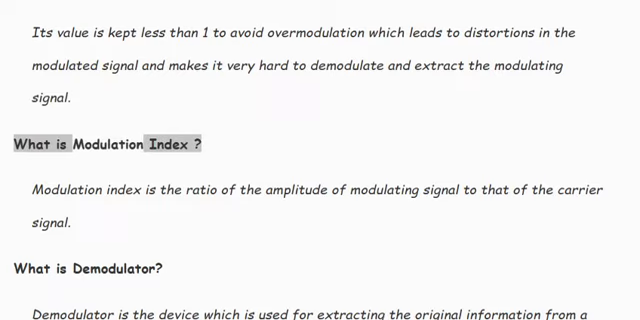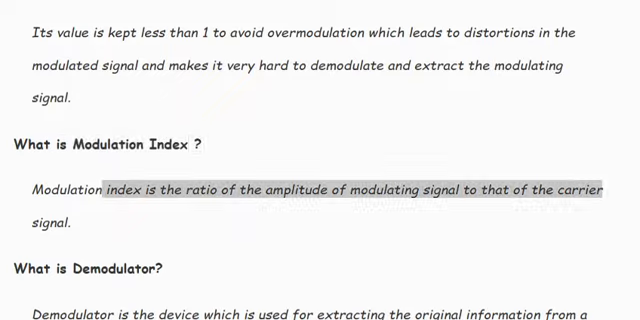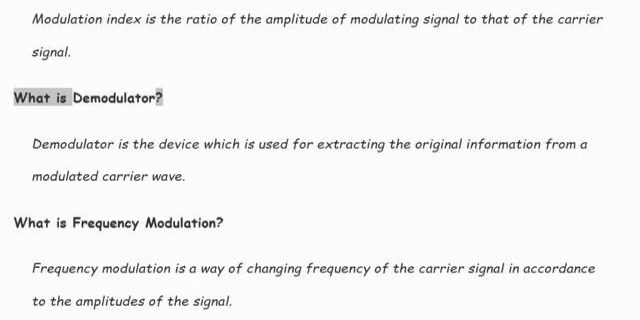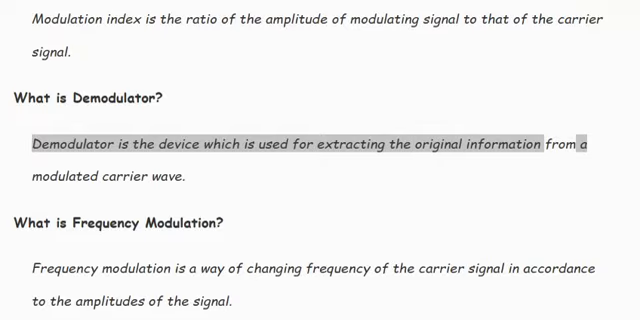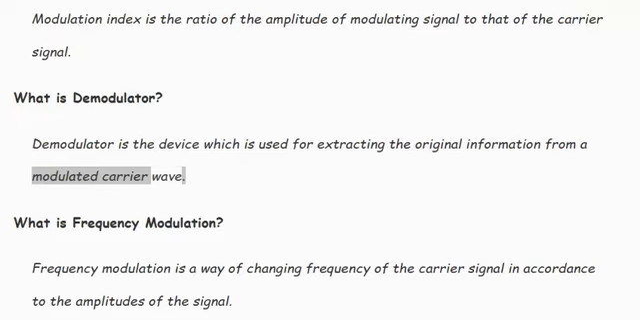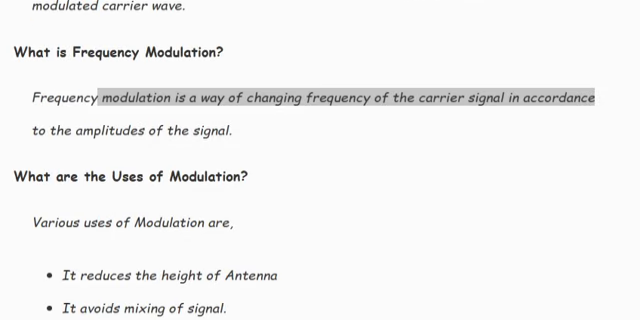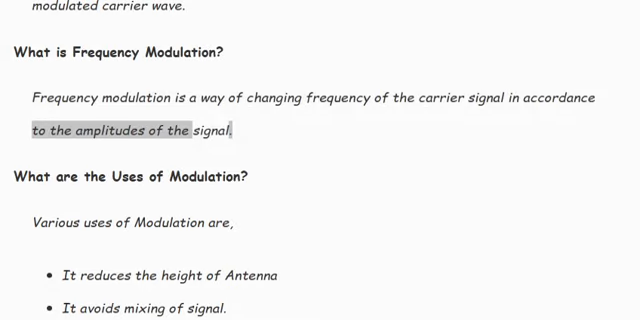What is the modulation index? The modulation index is the ratio of the amplitude of the modulating signal to that of the carrier signal. What is a demodulator? A demodulator is the device which is used for extracting the original information from a modulated carrier wave. What is frequency modulation? Frequency modulation is a way of changing the frequency of the carrier signal in accordance with the amplitude of the signal.